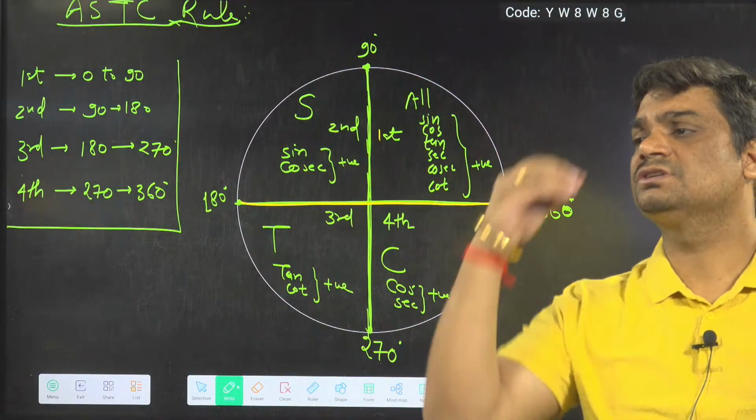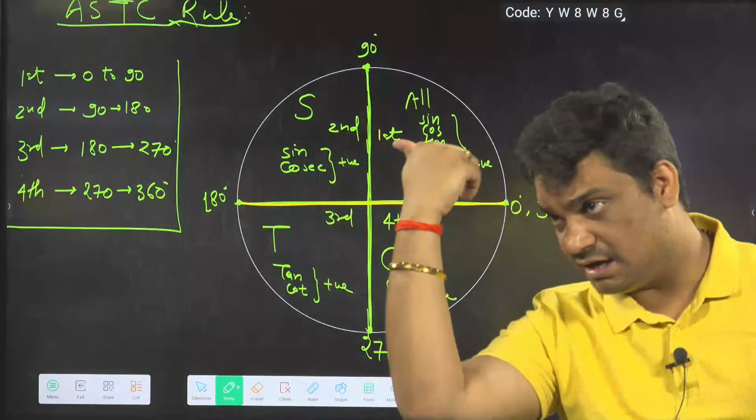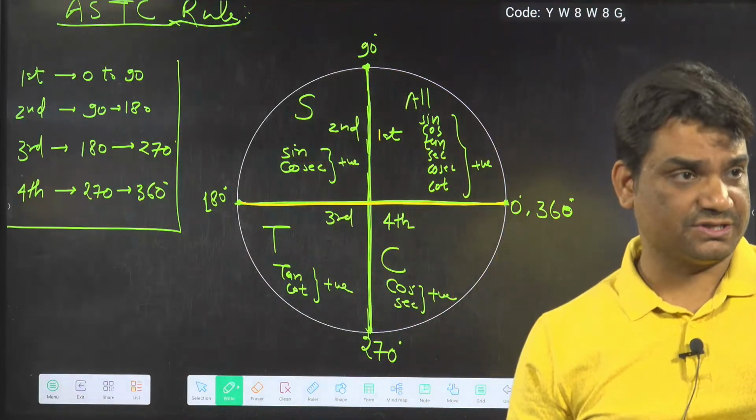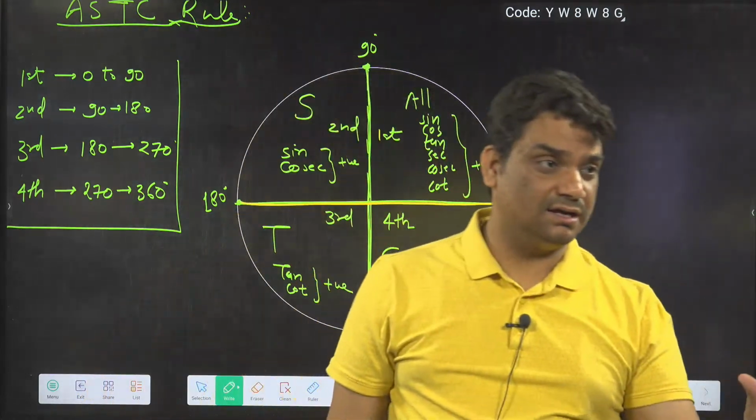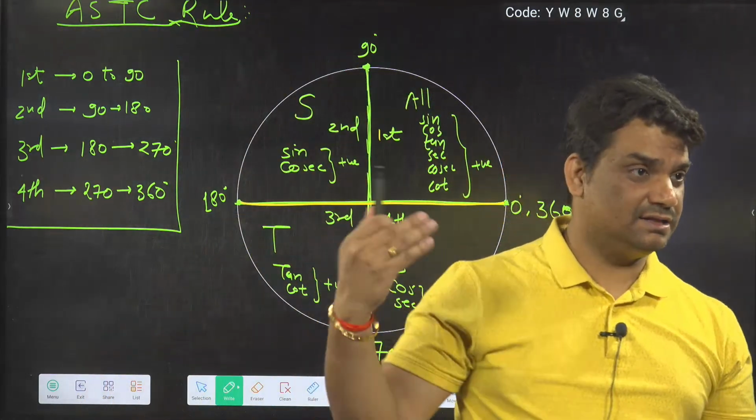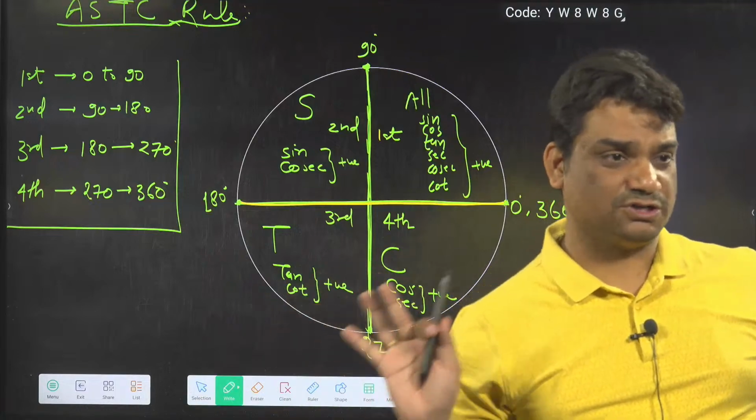In the first quadrant, any angle you have, all are positive. In the second we can say your sine will be positive, in the third your tan, and in the fourth we can say the cos is positive. Can you remember like this?